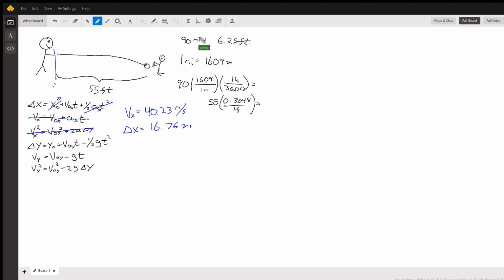All right, so now we have delta x equals v naught x times t. Rearranging this, we know the distance and we know v naught x, so delta x divided by v naught x equals t. I'm coming up with a time of 0.417 seconds. Perfect.